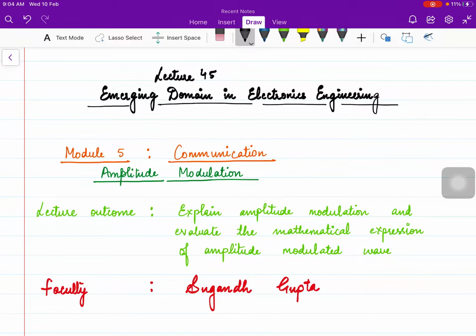Hello learners, welcome to the lecture of Emerging Domain in Electronics Engineering. We are discussing Module 5 Communication, and in today's lecture we will discuss amplitude modulation.